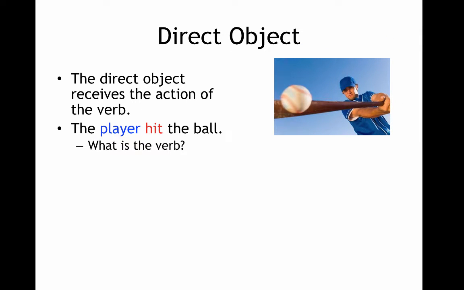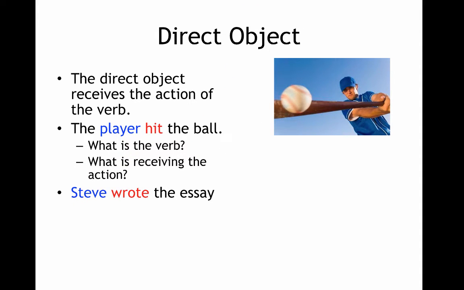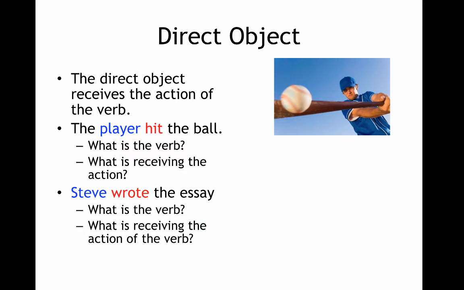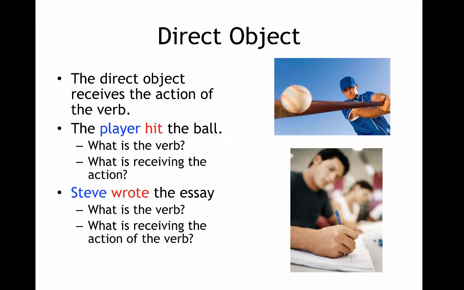Okay? So you ask yourself this question. What's the verb in the sentence? And then what's receiving the action? Steve wrote the essay. Steve is my subject. Wrote is my verb. Wrote the essay is all part of the predicate, the complete predicate part of the sentence. So, essay is what's being written. That's the direct object. Okay, what is the verb? It's wrote. What receives the action? The essay. So the essay is my direct object that Steve is writing.